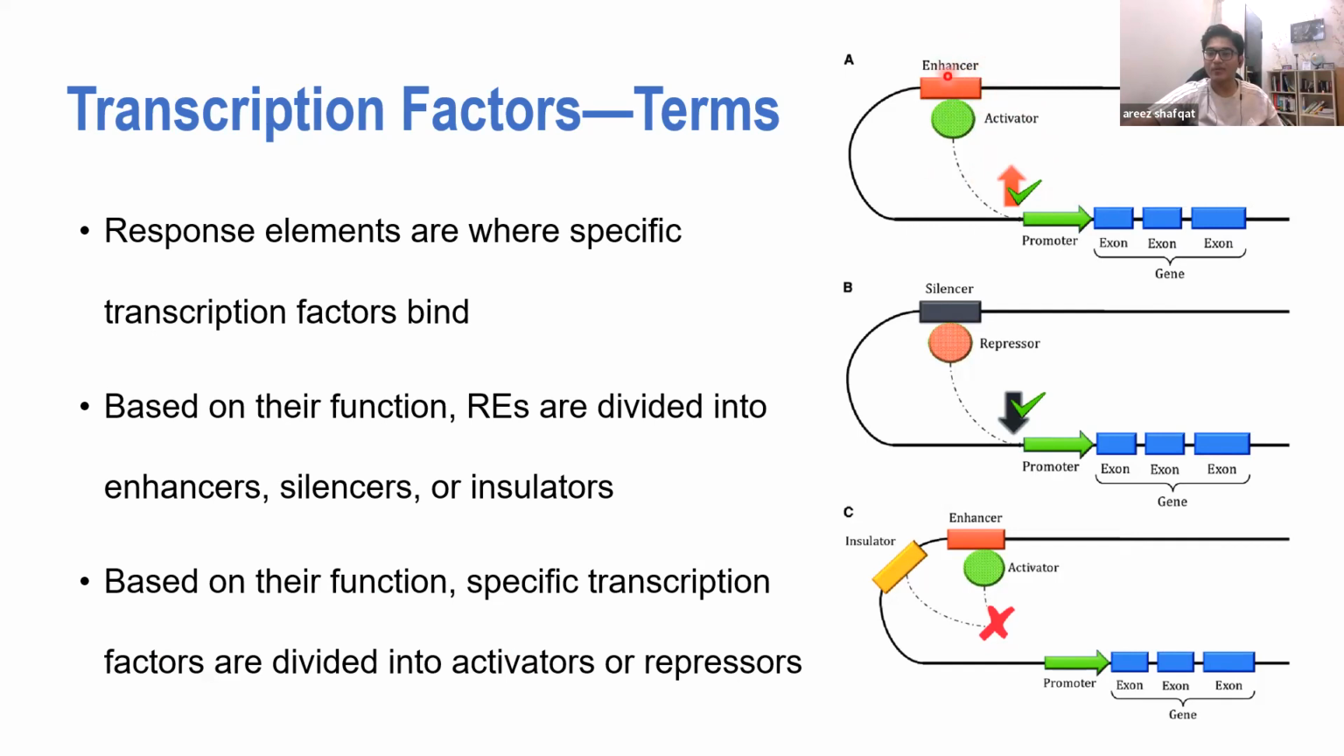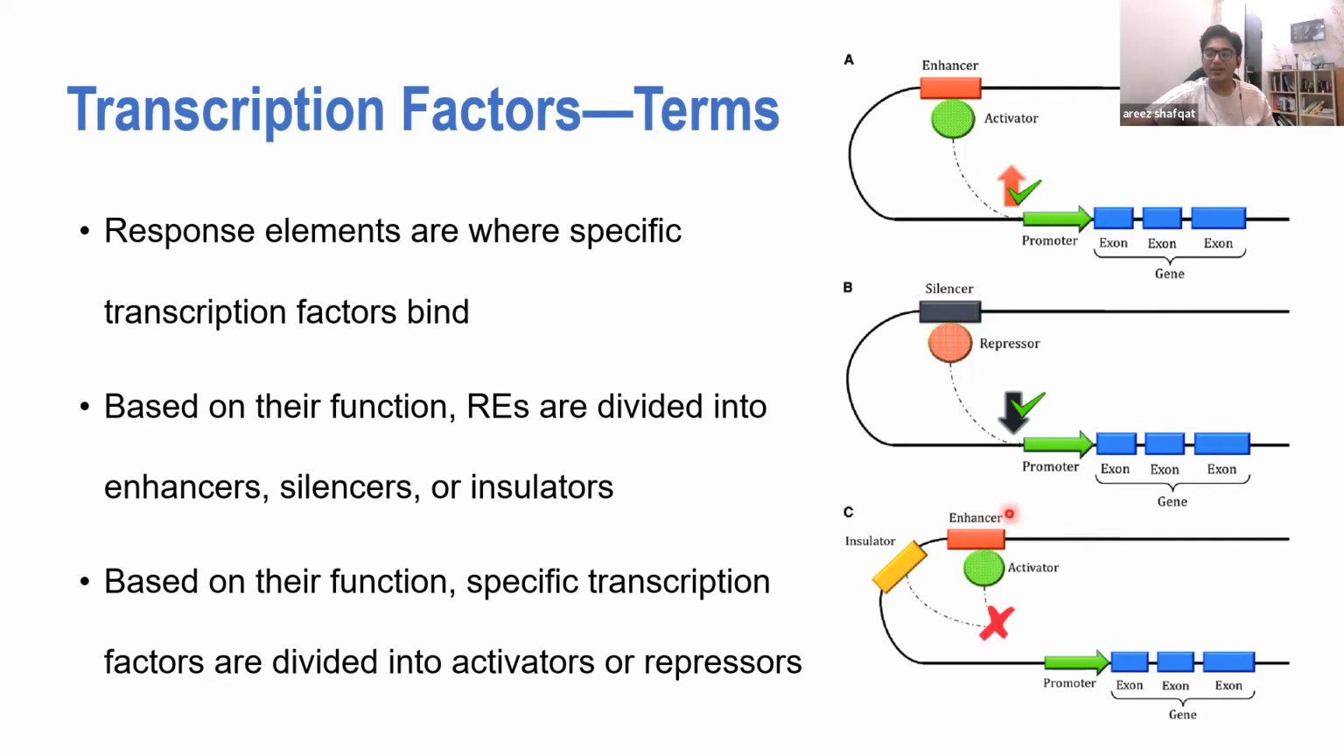This is a response element which activates gene expression, so it's called an enhancer. If this is an enhancer, the specific transcription factor, which will bind it through zinc fingers, will be called an activator, okay? If this response element decreases gene expression, it's called a silencer. If this is a silencer, the specific transcription factor, which will bind the silencer, is called a repressor.